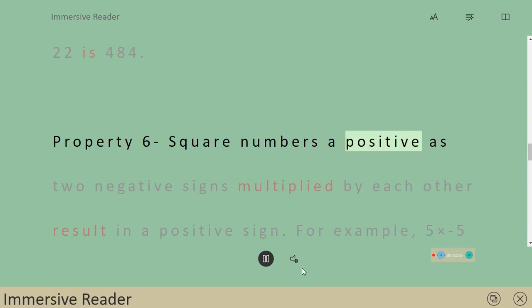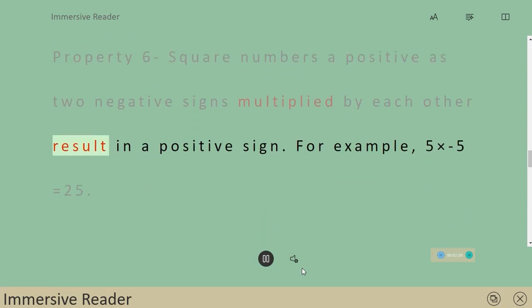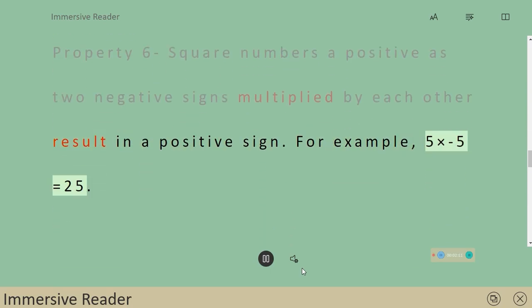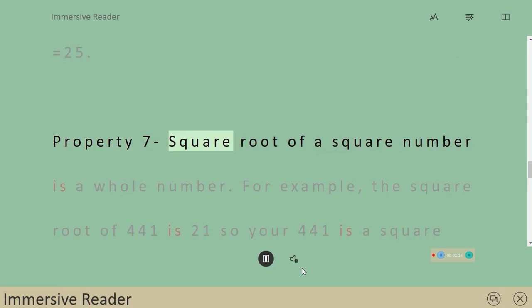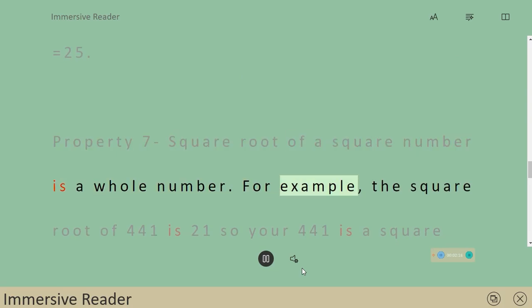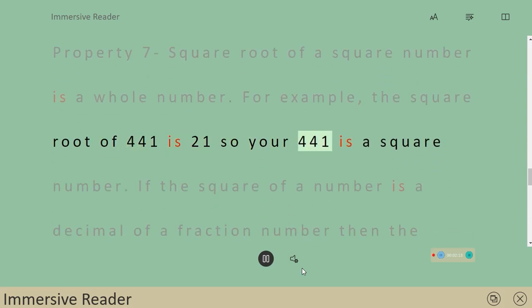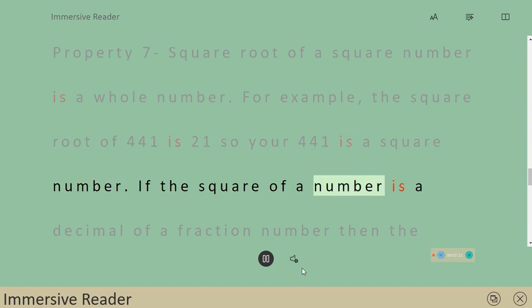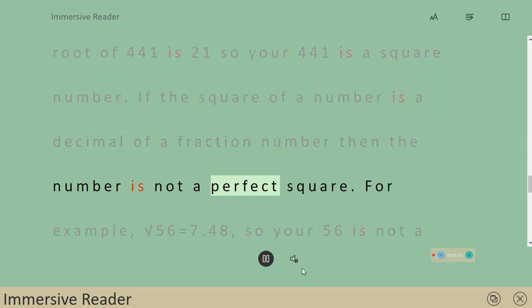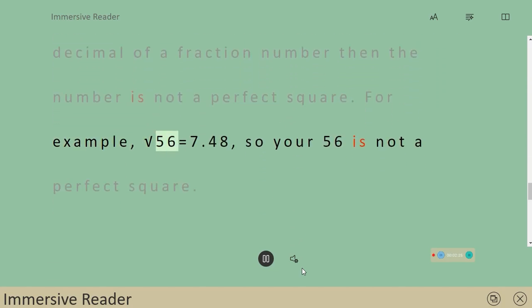Property 6: squares are positive, as two negative signs multiplied by each other result in a positive sign. For example, minus 5 times minus 5 is equal to 25. Property 7: the square root of a square number is a whole number. For example, the square root of 441 is 21, so 441 is a square number. If the square root of a number is a decimal or fraction, then the number is not a perfect square. For example, the square root of 56 equals 7.48, so 56 is not a perfect square.